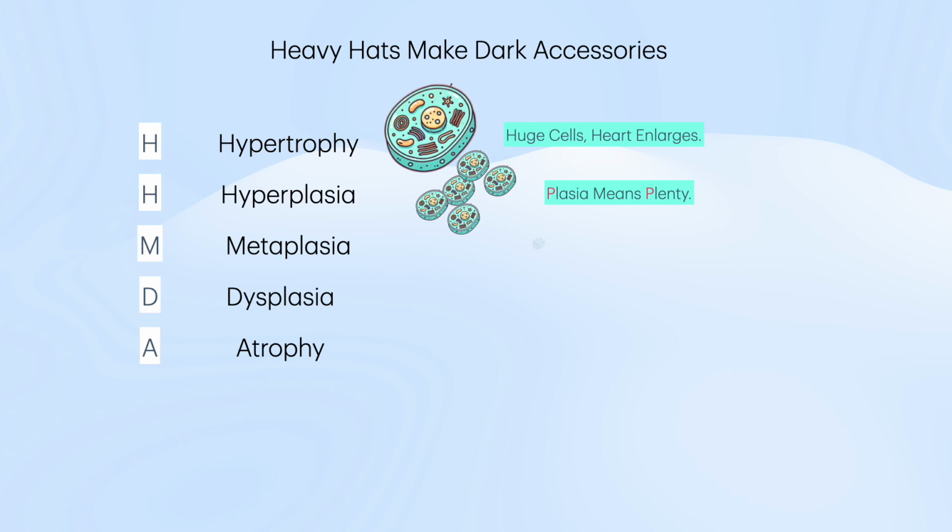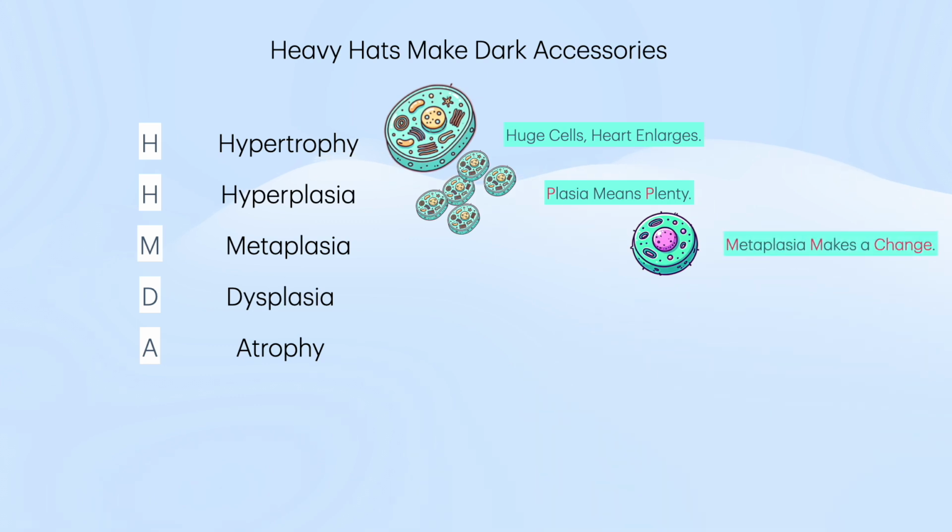M is for metaplasia. This is when one cell type is replaced by another, like in Barrett's esophagus, where normal cells change to deal with stomach acid. Here's your mnemonic. Metaplasia makes a change.